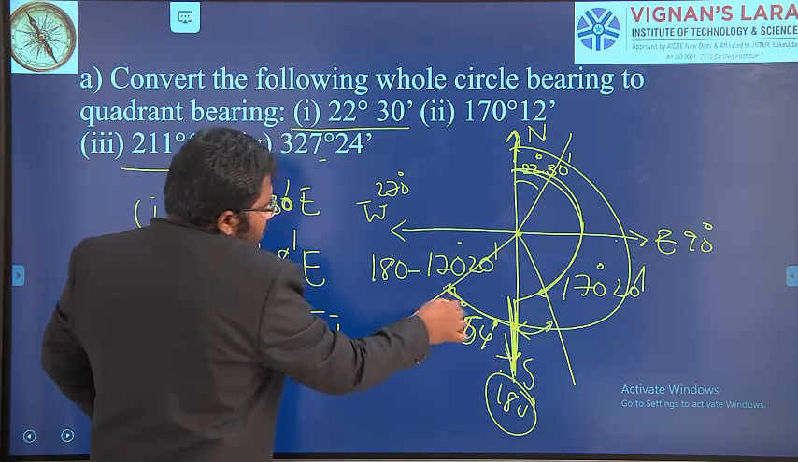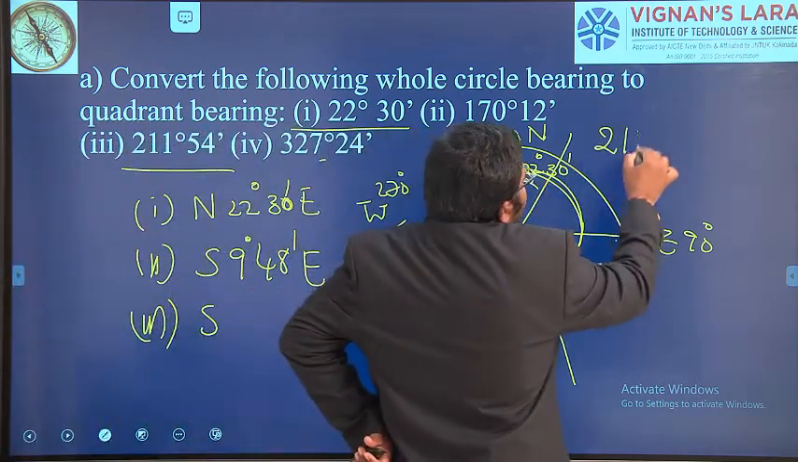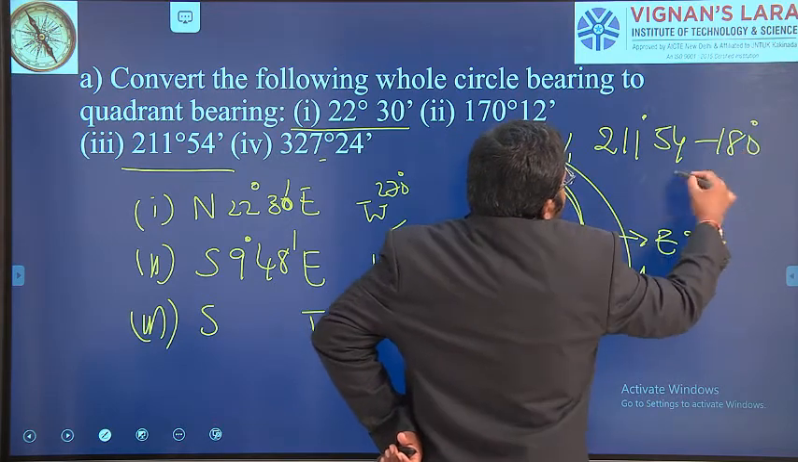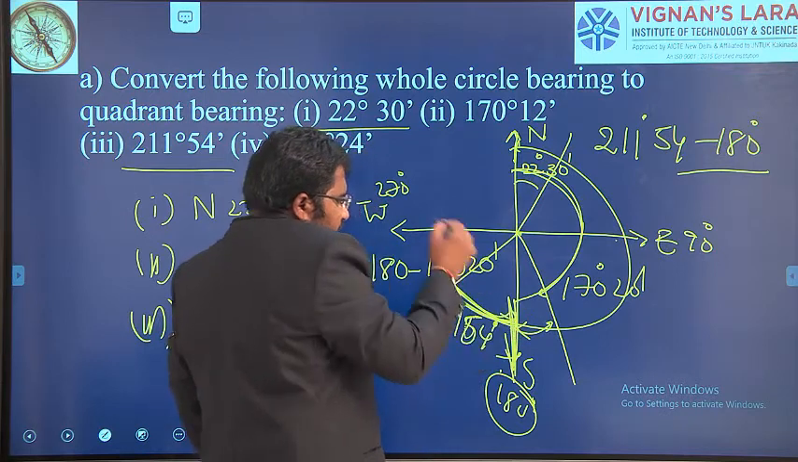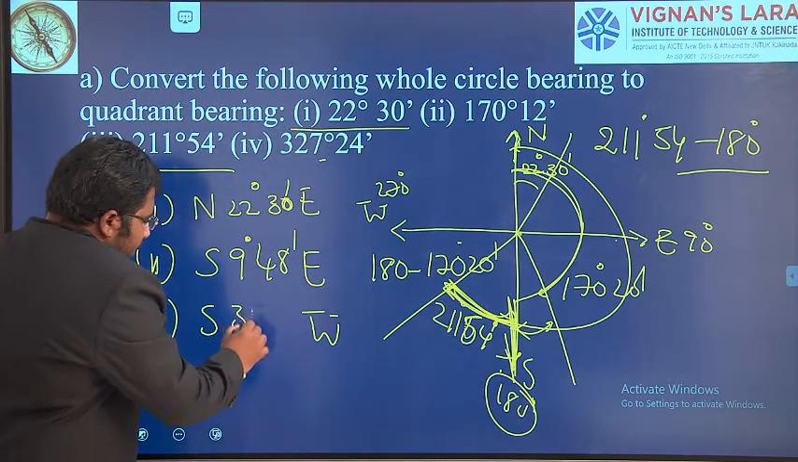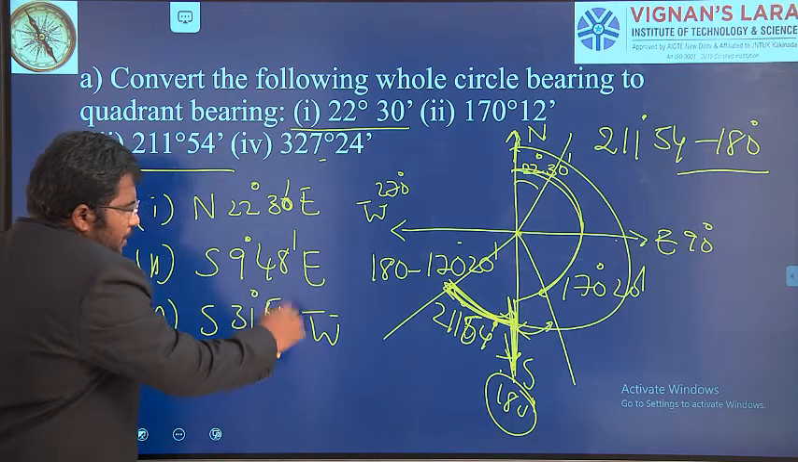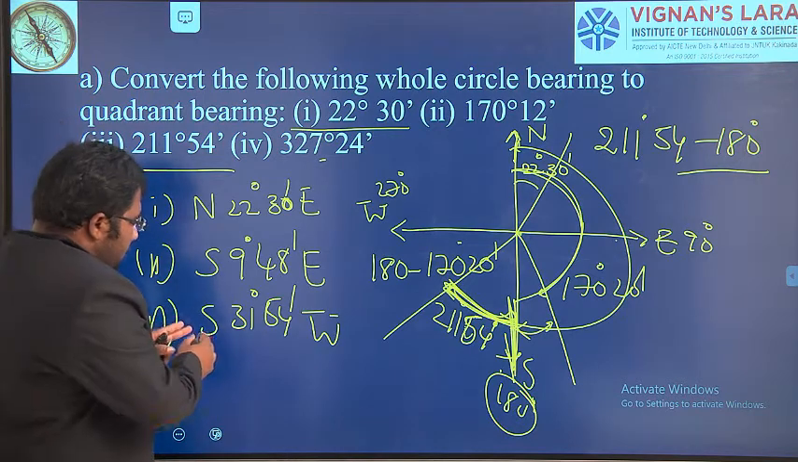From south is how much? Okay. To get that value, we have to deduct 180 from 211 degrees 54 minutes. Then only we will get the angle. By doing that, we will get 31 degrees 54 minutes from south to west.